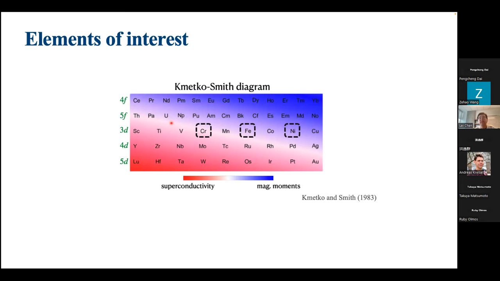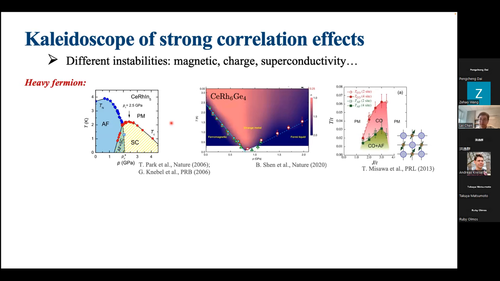We next discuss what kind of physical consequences this strongly correlated effect can have. The most famous and most obvious one is that different instabilities can be introduced by the strong correlations. These instabilities can happen in many channels, like the magnetic channel, the charge channel, and sometimes they can even give us a superconductivity phase. For example, in heavy fermion systems, in the cerium rhodium indium five materials, we have an antiferromagnetic phase and also a superconductivity phase.